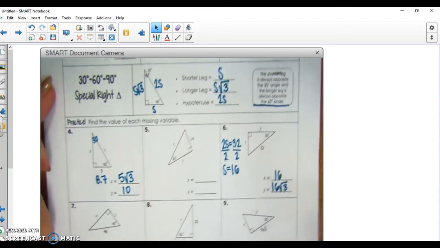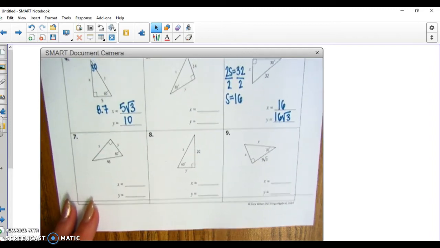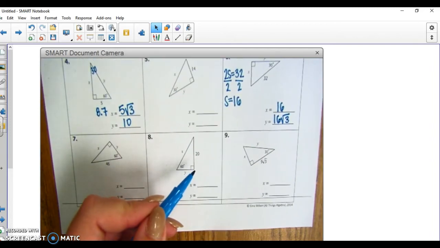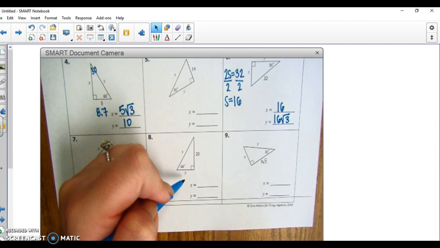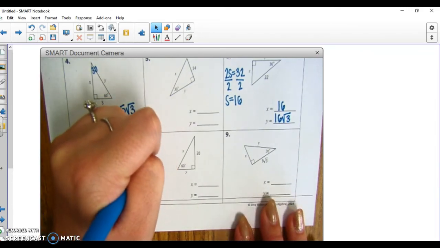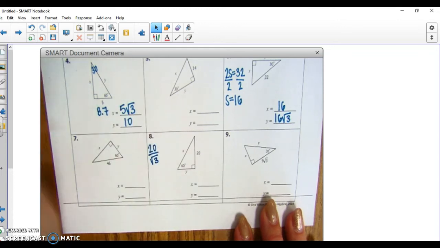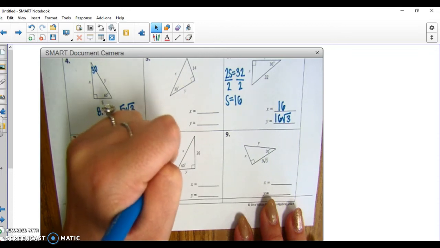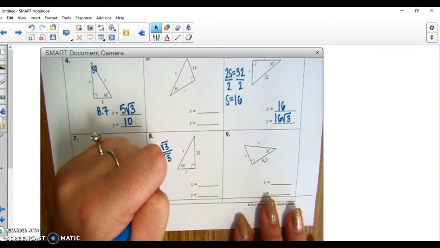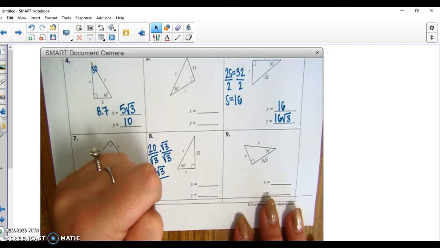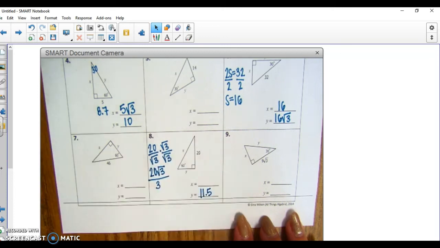All right, so what if we are given our longer side, like number 8? So number 8, we're given our longest side, so we know that it's 20. So to find our shorter side, we're going to take 20 divided by the square root of 3. Multiply that by the square root of 3. So we end up with 20 square root of 3 divided by 3. Or we can write that as 11.5.